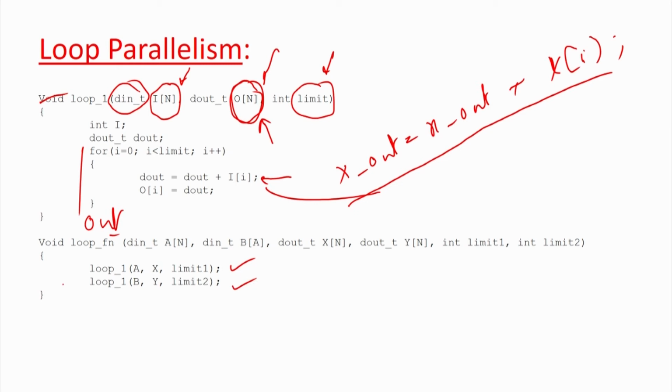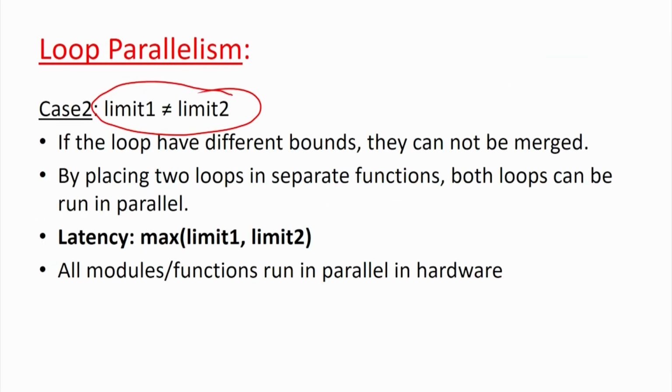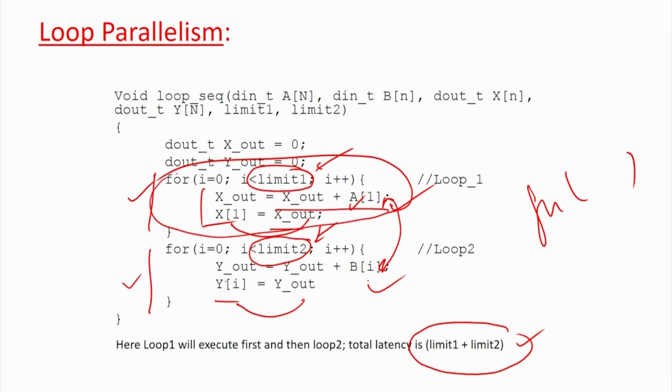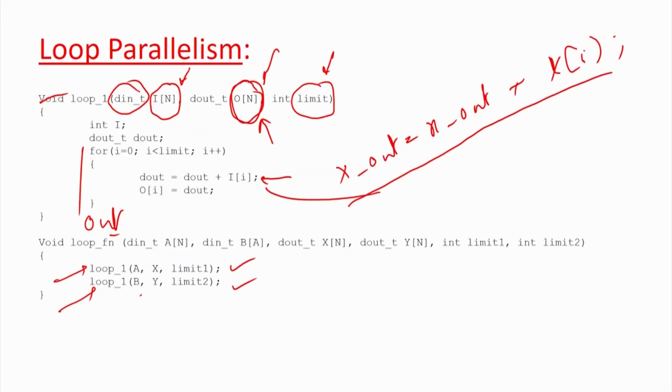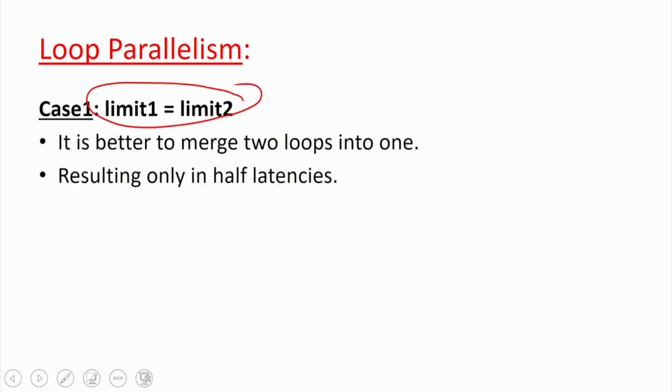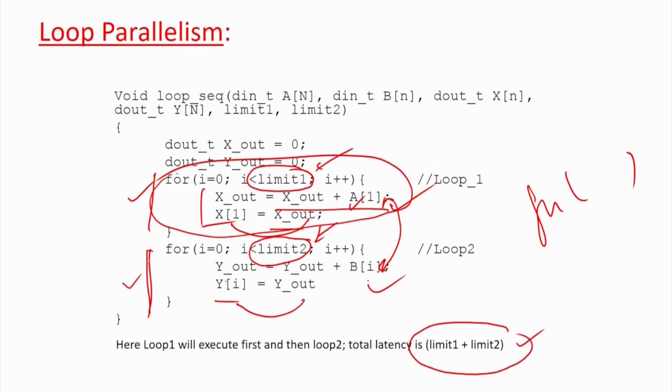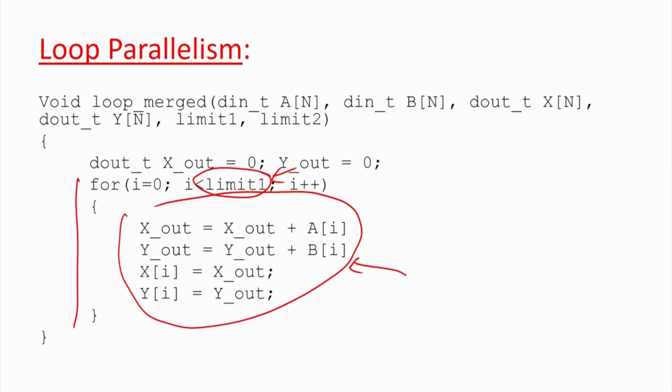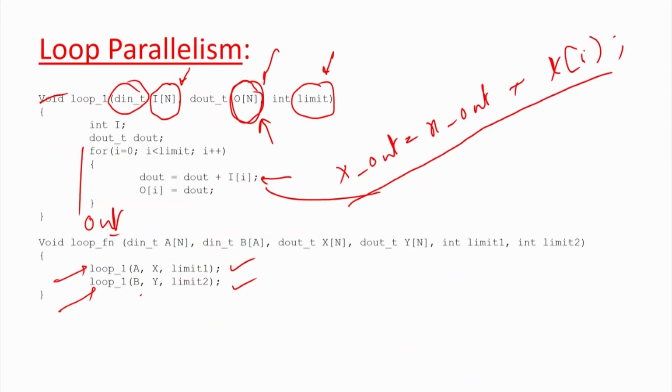You can see I just call loop 1 with a, x and limit 1, then I call this loop 1 again with b, y and limit 2. So, if we just do this, in the first call it will do the operations of this loop 1, and in the second call I call the same function again with a different parameter, and it is effectively going to do the operations of the second loop, right. But the advantage of this is big.